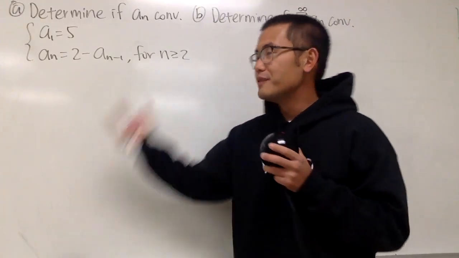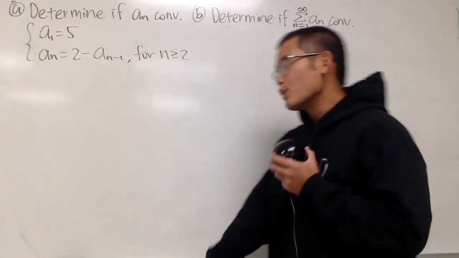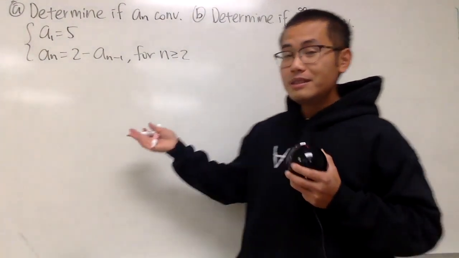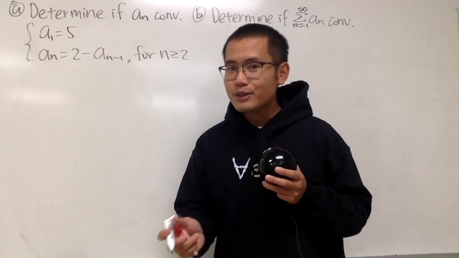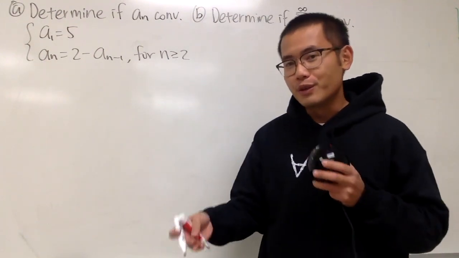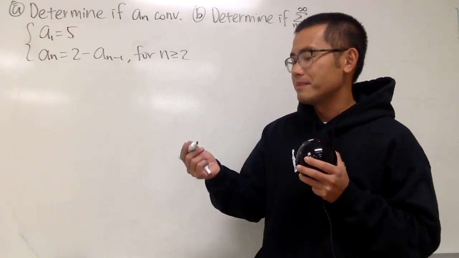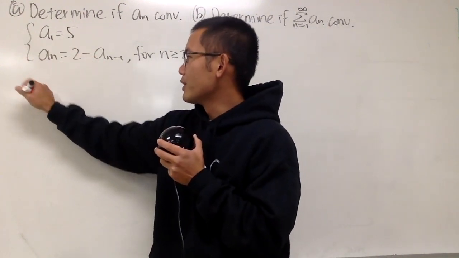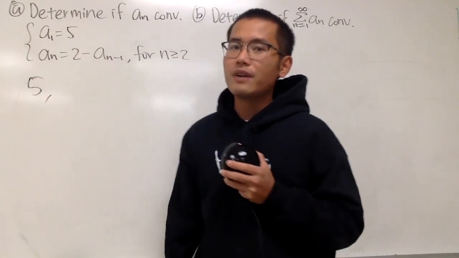Okay, we are going to see if this sequence converges or not, and then we'll see if the series version of that converges or not. So check this out. This is defined recursively, so it's a good idea to just write down the first few terms to see if there's anything that we can pick up. So first, a1 is equal to 5. That's good. So I will just tell you guys, first one is 5.